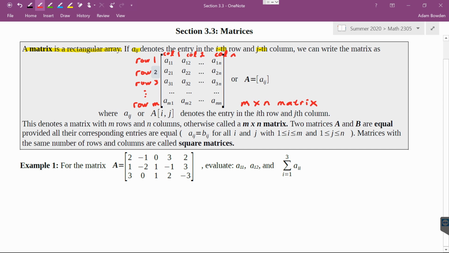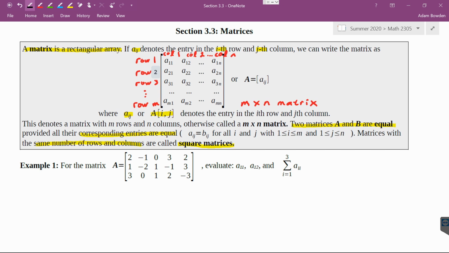Sometimes it's denoted with a bold capital A to denote the formula for the entry in the ith row and jth column. Sometimes we can also refer to that A sub ij as simply A, and then in brackets we put i comma j. So both of those are equivalent to the different entries within our matrix. It says here that two matrices A and B are equal provided their corresponding entries are equal. Matrices with the same number of rows and columns are referred to as square matrices.